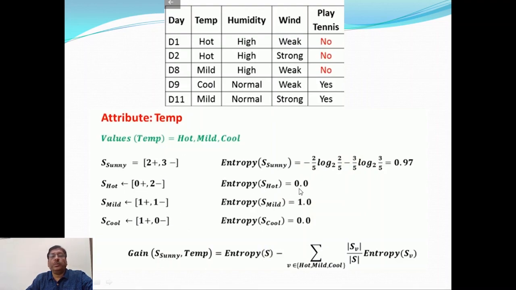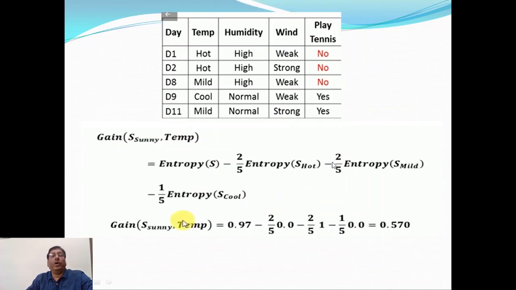Replace this with the entropy formula, you are going to get some values for that. And then when you replace this with the gain formula, you will get the gain for temperature. So that is 0.570. Exactly the same procedure you are supposed to follow over here.